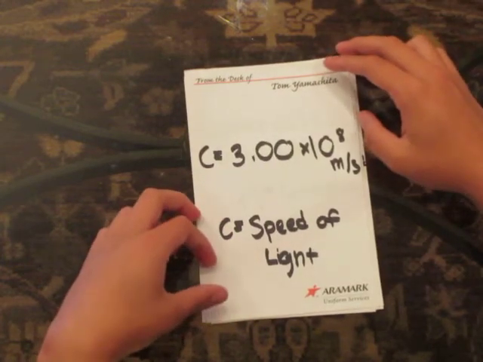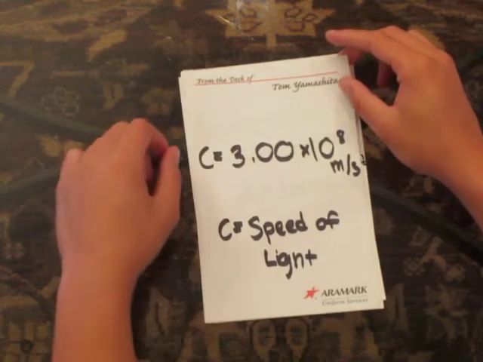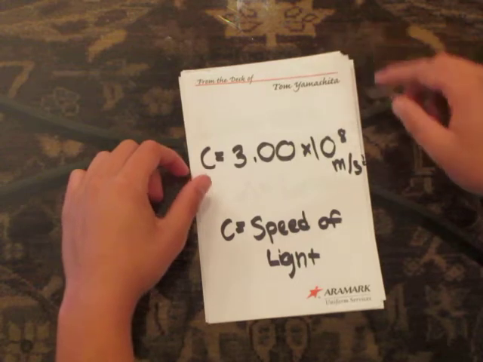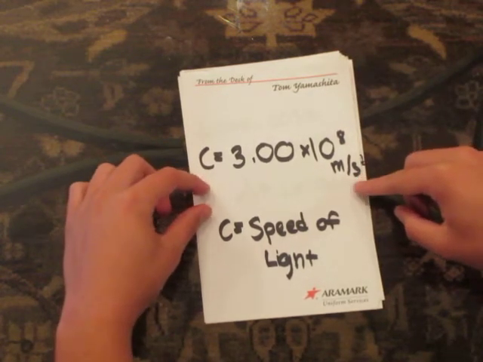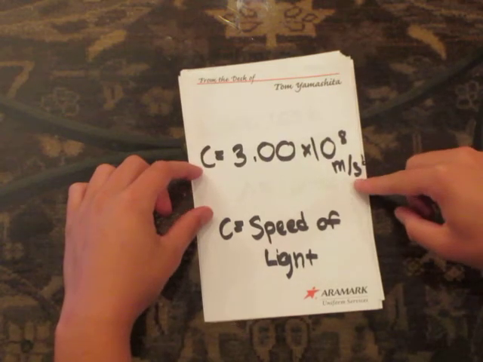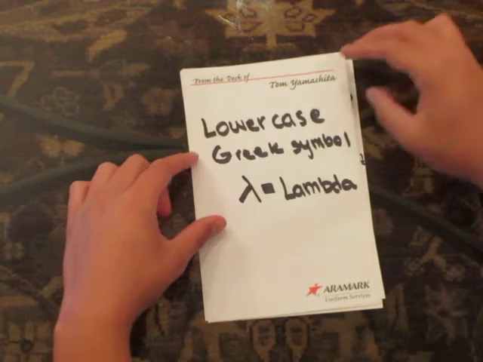C is a constant, as well as the speed of light. So the constant is 3.00 times 10 to the 8th. Notice that the units are meters per second. It is important to make sure that when you're finding the speed of light, you find it in terms of meters per second. So let's move on to the next one.